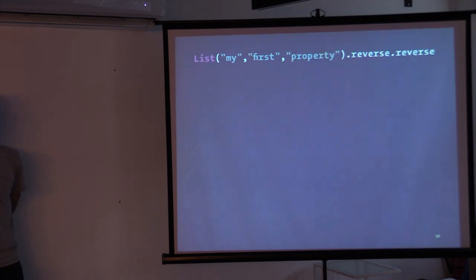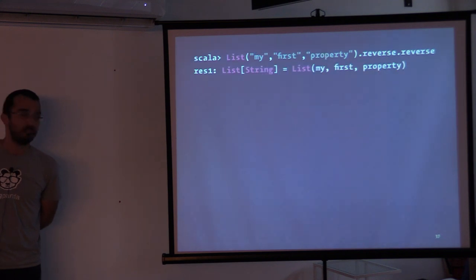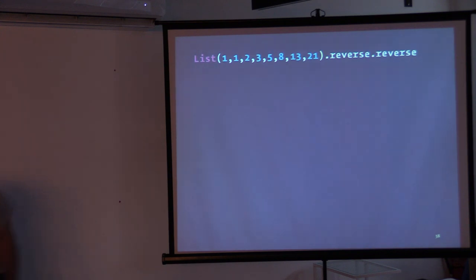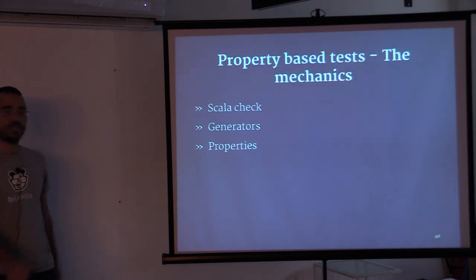What will this return? Will it work? Yeah, right? I think it works. And what about this list, the Fibonacci list? Will it work? Yeah, right? So it looks like we've got a good property on our hands. Great. So let's go to the details.